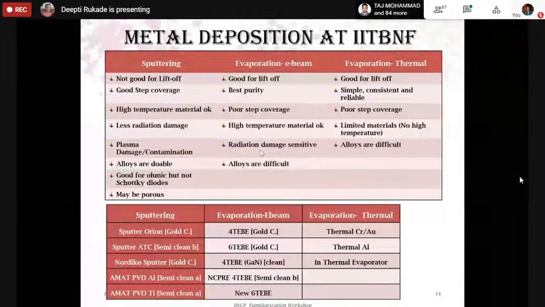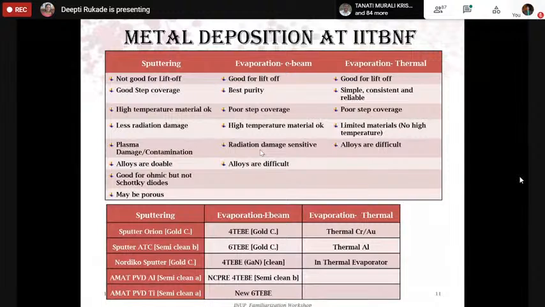For example, quickly I'll tell you, thermal evaporation is something where you have a boat kind of structure and your substrates are placed on top of that boat, and the material is heated in the boat, which evaporates and gets deposited onto your substrate. Similar is the E-beam evaporation. The only difference is that in thermal you heat the boat by resistive heating, while in electron beam, you use a beam of electrons to heat your materials. Sputtering is something where you sputter your materials and the material gets deposited.